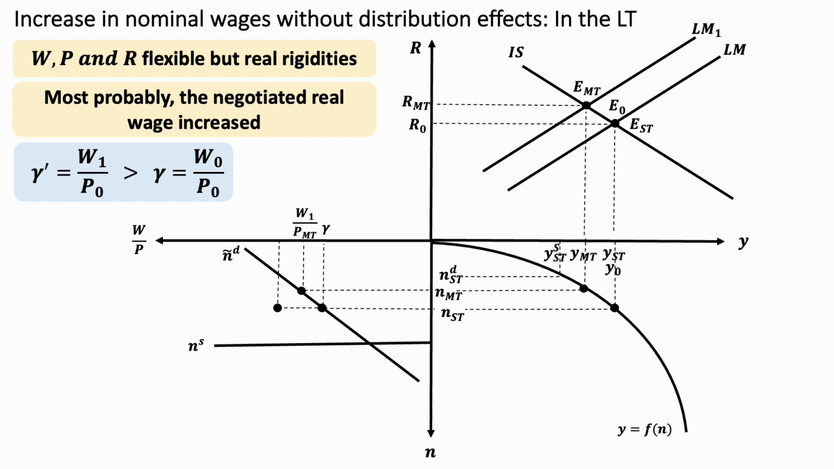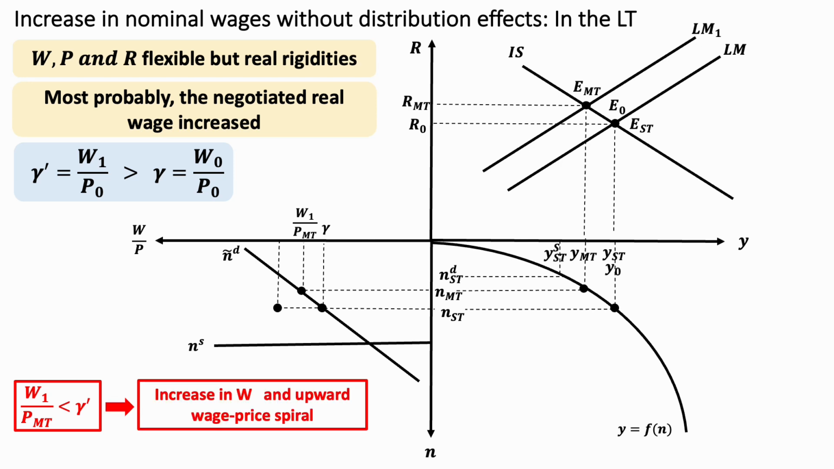So we will assume that an increase in W will trigger an increase in gamma to gamma prime, the new level of negotiated real wage. In the medium term, prices increased, which decreased the real wage to a level below its new negotiated long-term level. In the long term, when nominal wages become flexible, W increases, which will lead to an upward wage price spiral until the real wage reaches its new negotiated level, gamma prime.